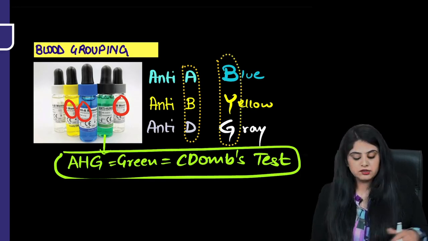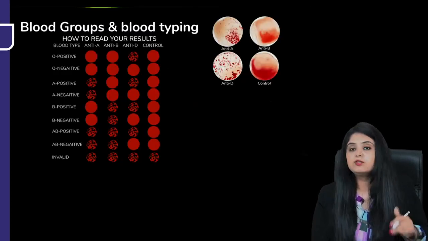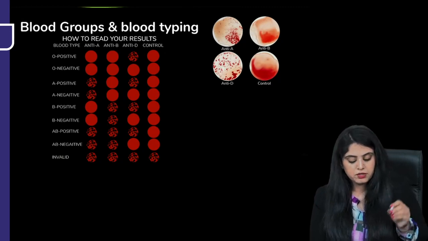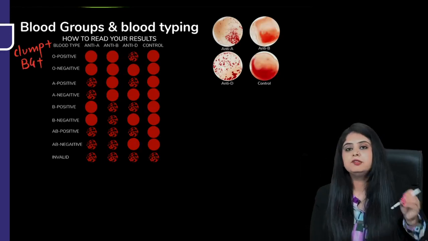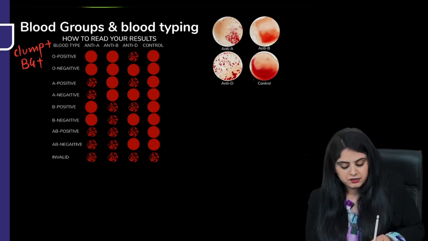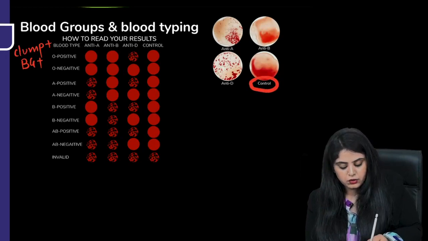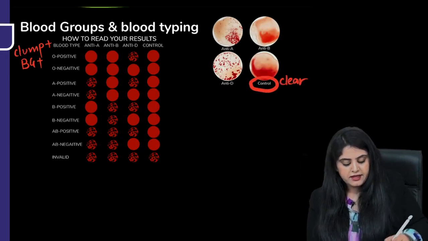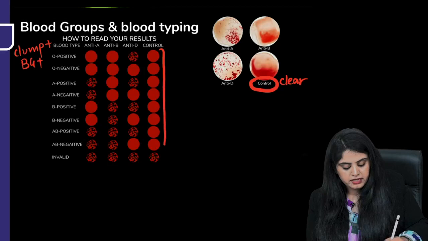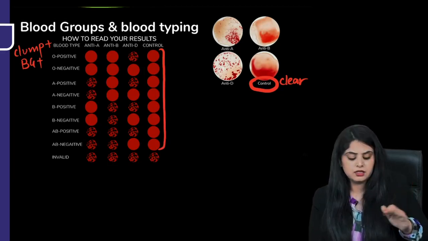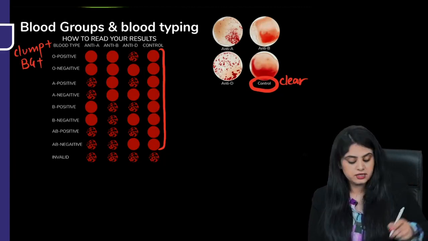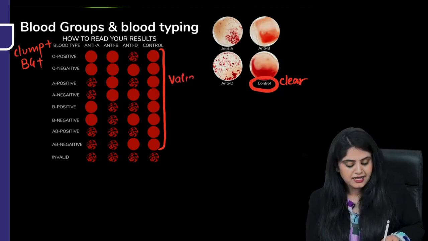How do you do the diagnosis? This is how different images will be given to you. So look here, the simple rule is wherever you see the clumping, that is the blood group. Wherever you see the clump, that is the blood group. First of all, the rule is that the control should be clear. Everywhere the control should be clear. Control means you've only added blood. There is no anti-A, anti-B, anti-D. Nothing is added, but it should be totally clear. That is what you call a valid test.